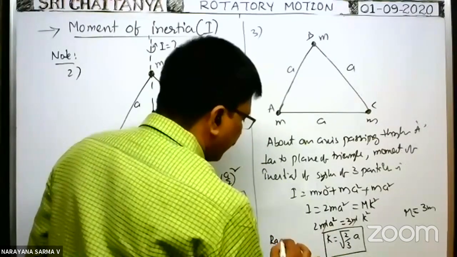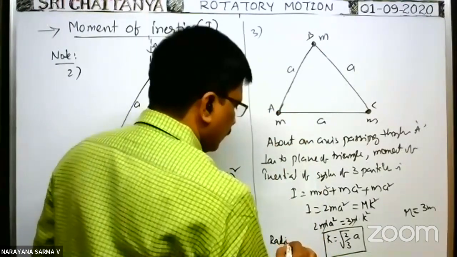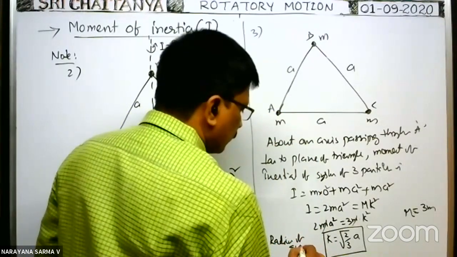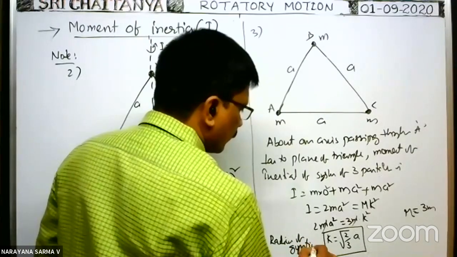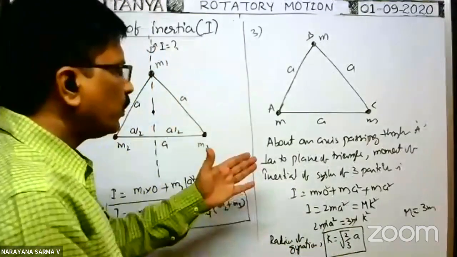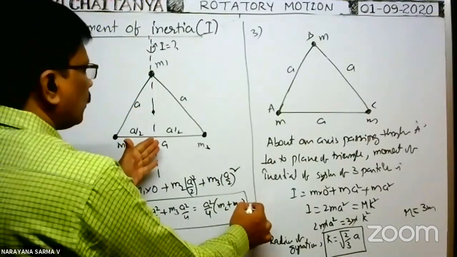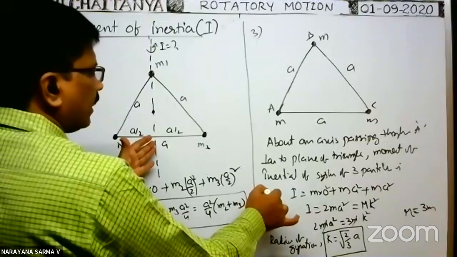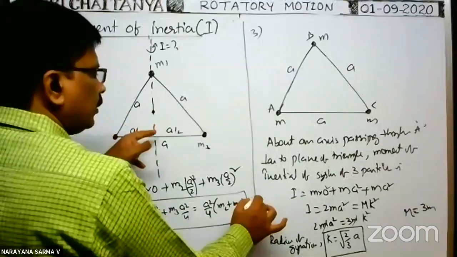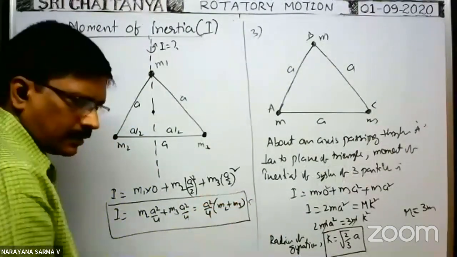So the radius of gyration about the same axis is equal to root 2 by 3 a. In this case, the radius of gyration about this axis means the moment of inertia is equal to the total mass of the system into radius of gyration square. Total mass 3m into k square. K is equal to, you find, that is the answer.